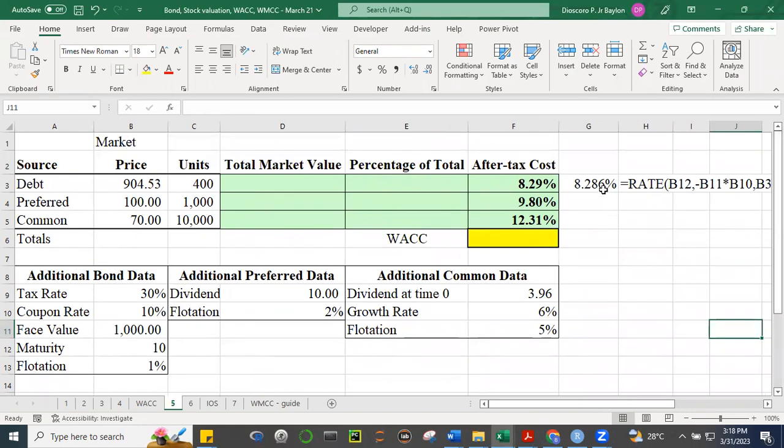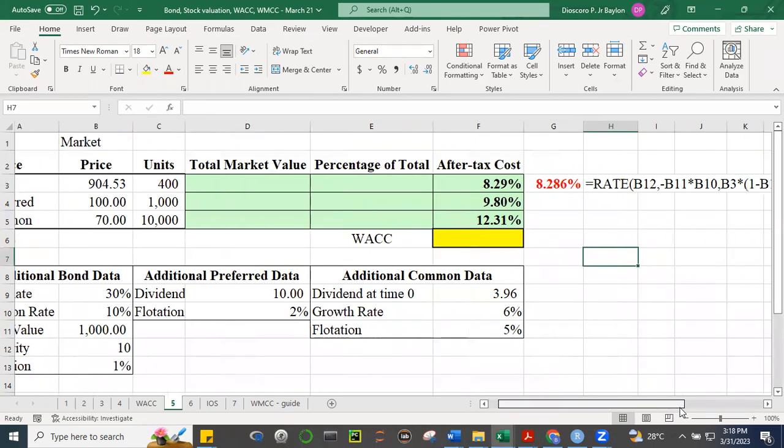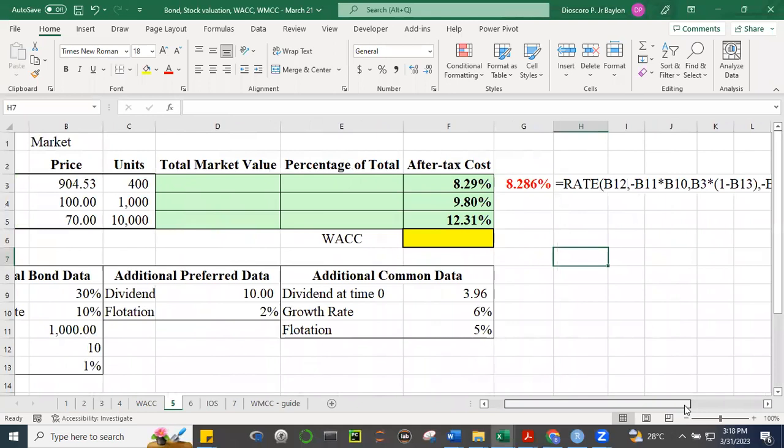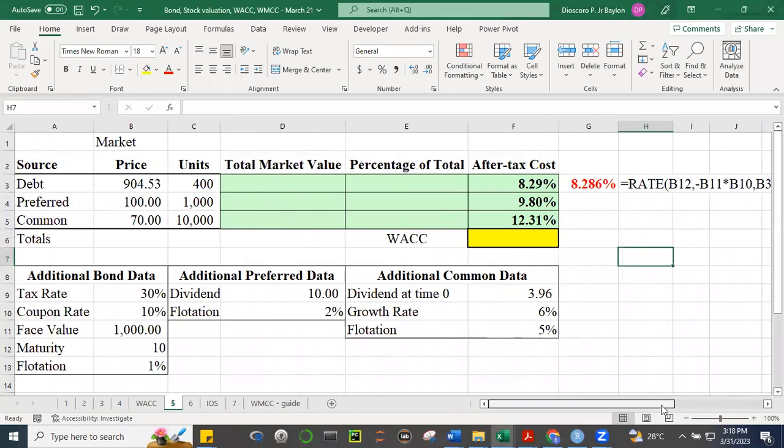Okay, so did you get 8.286? Any questions about 8.286? Okay. All right, then let's go to the preferred stock.